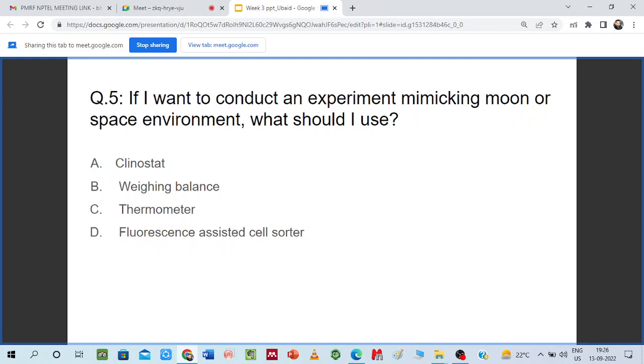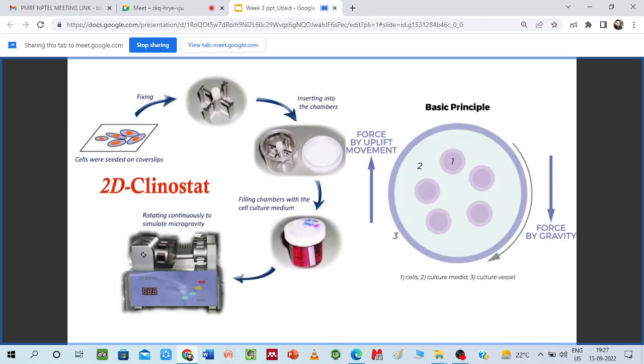So the clinostat is the instrument where zero gravity, or rather, we cannot say zero gravity, but microgravity, an environment where there is very little gravity, or the gravity is close to zero, is maintained. So here, this is the clinostat. If we want to grow these cells in the clinostat, I will tell you why we need to culture the cells in this clinostat.